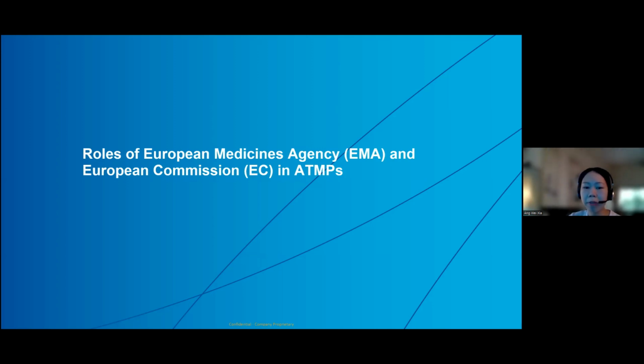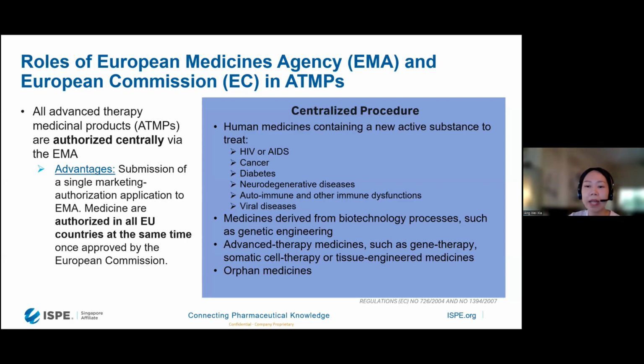So what are the roles of EMA and EC in ATMPs? ATMPs are authorized centrally by the EMA prior to being sold in the commercial market. EMA continues to monitor the safety and efficacy of advanced therapy medicines after they are approved and marketed. EMA also gives scientific support to drug developers to help them design pharmacovigilance and risk management systems used to monitor the safety of these medicines.